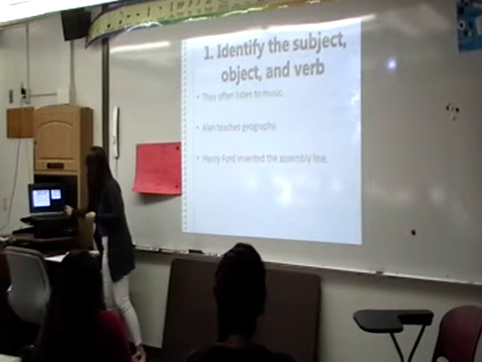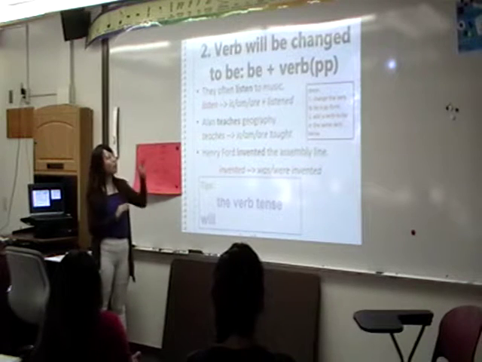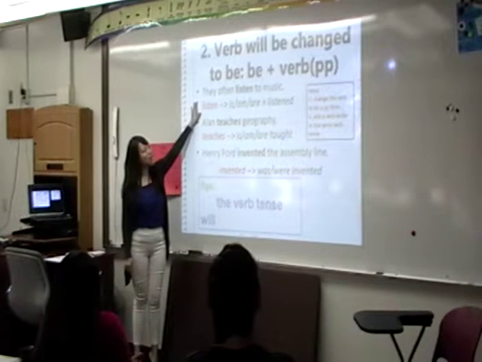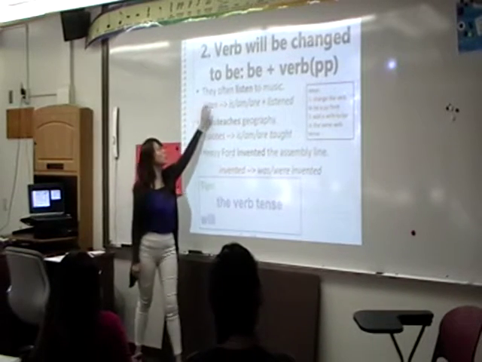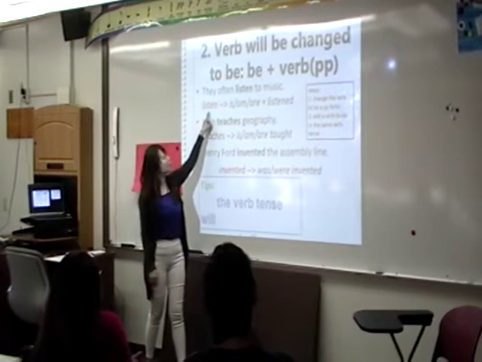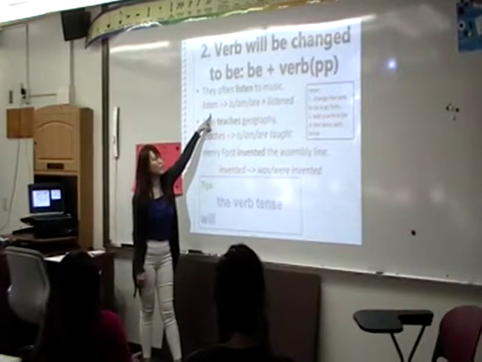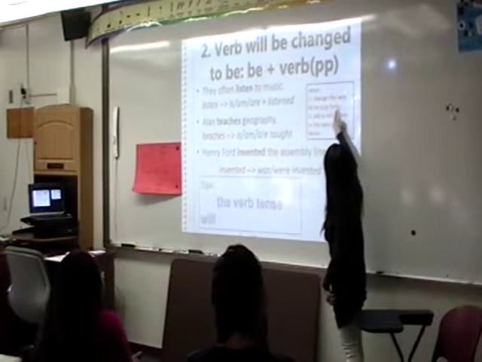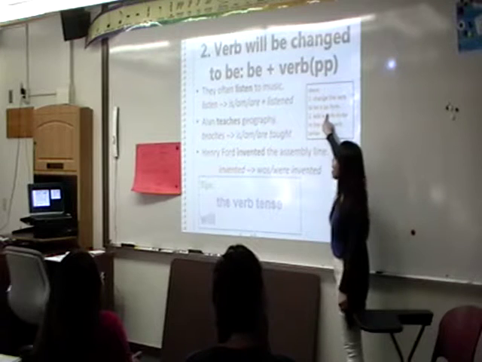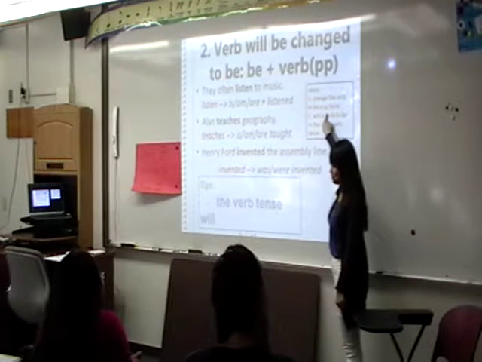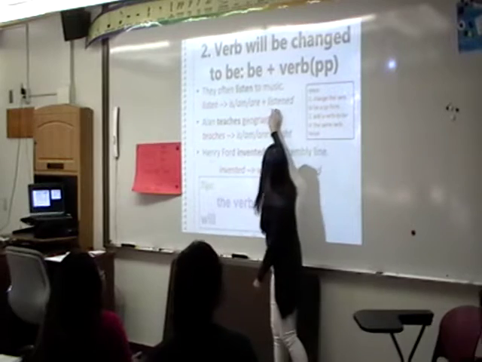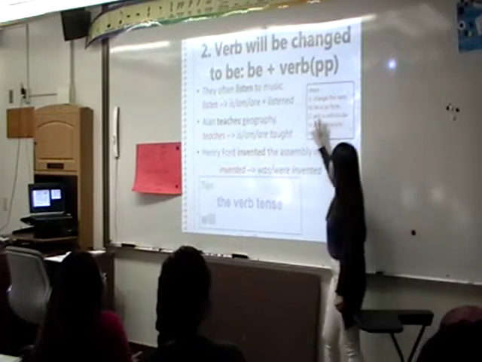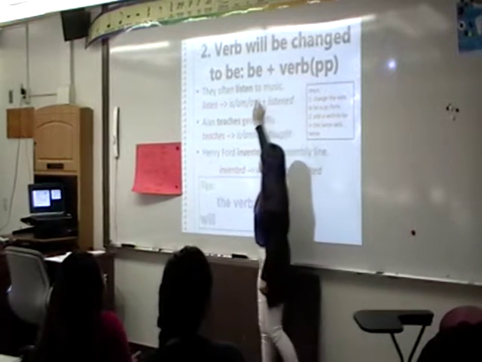And next step is the verb needs to be changed. So can you tell me what is the verb of this sentence? Listen. So if we want to change listen, how do we do it? So I have a little step here. First, we need to change the verb to be the past participle form. So first, I will write down listen, and then I will add the verb to be in front of the verb. So we need to look at this sentence.